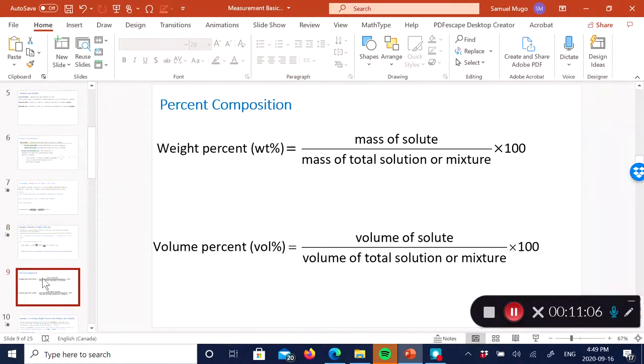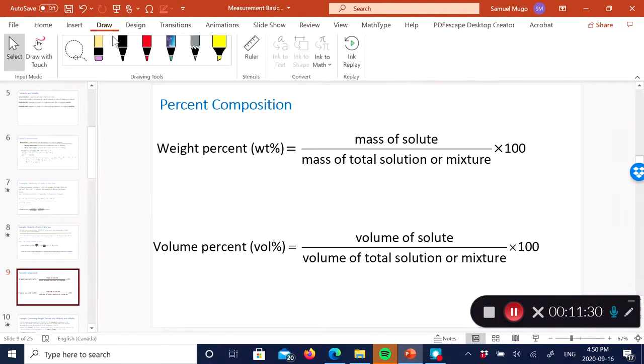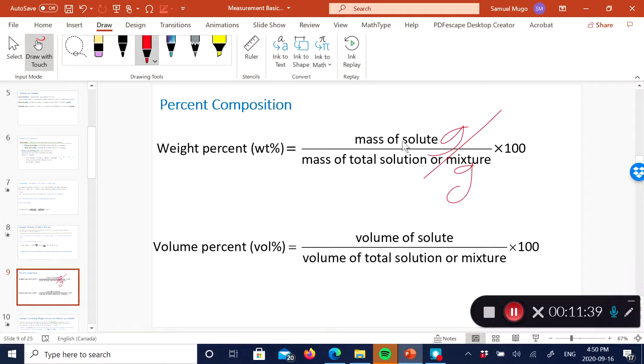Now you can also represent concentration in the form of percent composition, and you can do it in two ways: either weight percent, which is the mass of the solute divided by the mass of the solution, times 100. And so this one is going to be in grams per gram. So that's the mass of the solute in grams over the mass of the total solution, which is the solute plus the solvent, multiplied by 100.